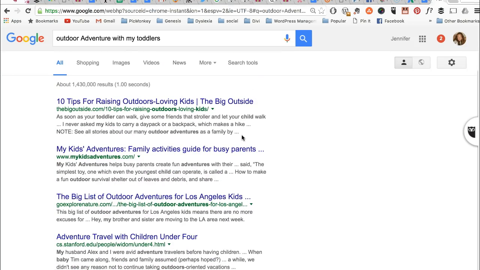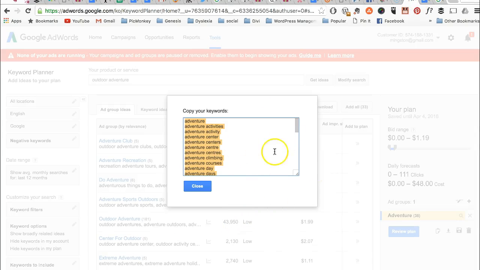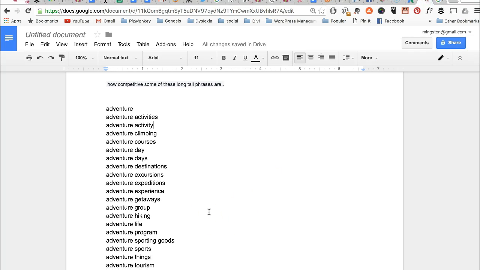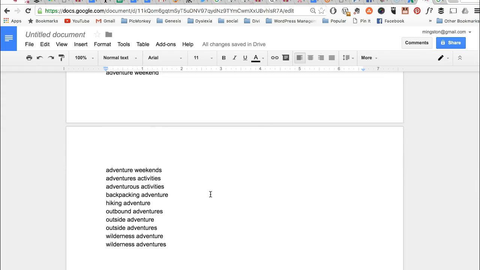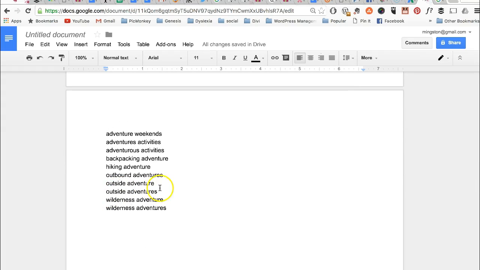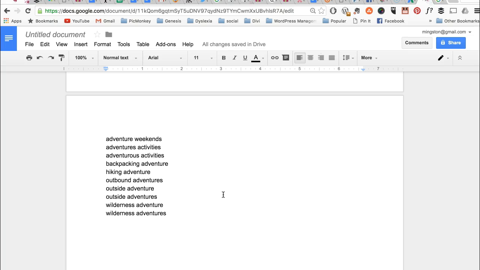So you need to start using long tail keywords. I would highly recommend that you grab your keywords from the keyword tool and you look at the words that do get searched. So here we are. Adventure expeditions, adventure experience, these are all things that rank. And I would put some together. You can actually do that, but here, outside adventures has less competition than the word outdoor adventures. So here's outside adventure. Or being more specific, backpacking adventure or wilderness adventure.